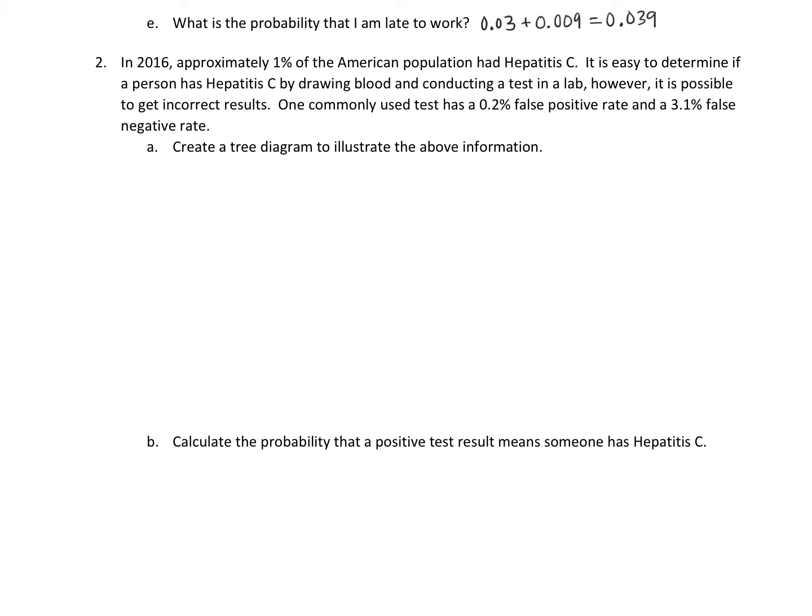Okay, so let's first look at what is going on. So the first sentence, 1% of the American population had hepatitis C in 2016. So there are two options here. You either have or had hepatitis C or you didn't. So those are my two branches to start off this problem. So has hepatitis C, does not have hepatitis C. So those are the two options. You either have the disease or you don't.